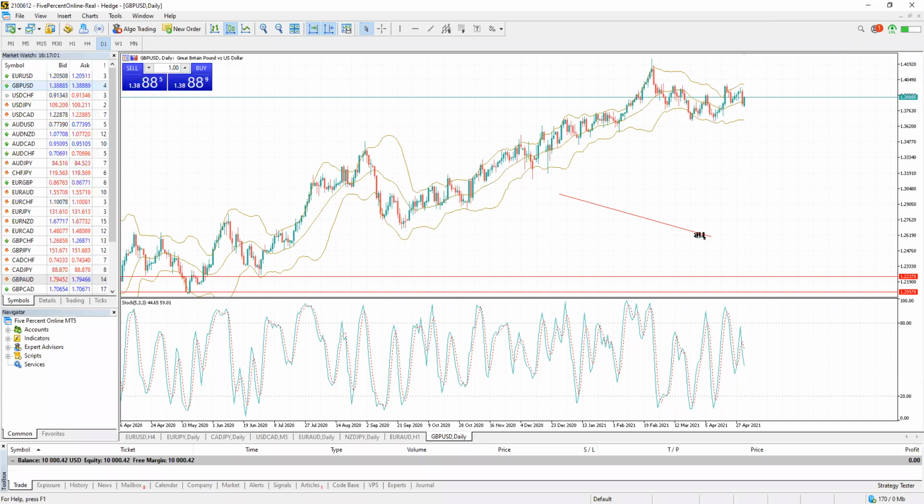There is a block on the left on the cable on the 15. There is a block to the left on the cable on the M15. Can you please explain? Can you try to explain, Costan? What do you mean by the M15? Maybe on the GBP dollar, you mean?